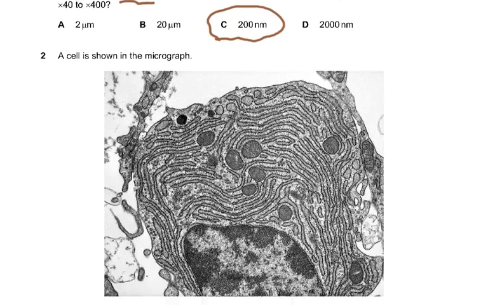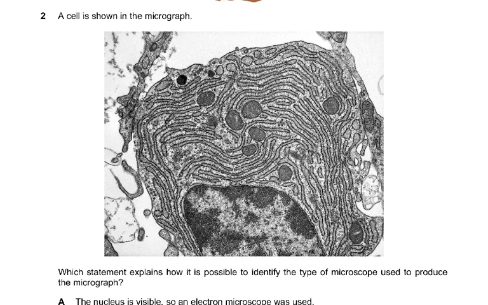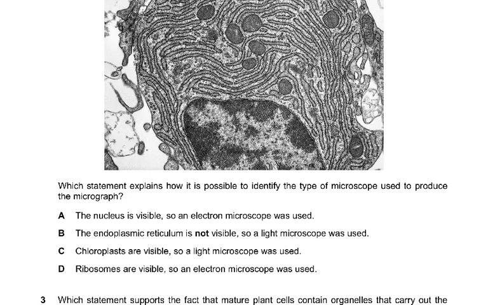Then question 2. A cell is shown in the micrograph. Which statement explains how it is possible to identify the type of microscope used to produce the micrograph? The nucleus is visible, so an electron microscope was used. The endoplasmic reticulum is not visible, so a light microscope was used. That's wrong. Endoplasmic reticulum cannot be seen in a light microscope. Chloroplasts are visible? No. Ribosomes are visible, so an electron microscope was used. We cannot see ribosomes in a light microscope; they're too small. So this was wrong, and the answer is D.